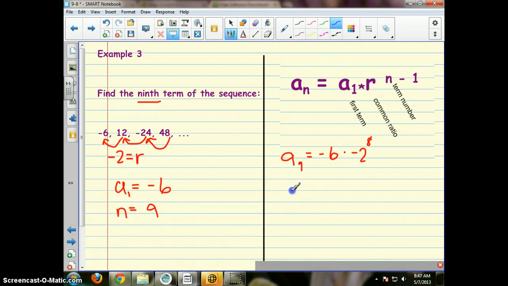All right, if I simplify exponents first, then we know we have -6 times negative 2 raised to the 8th power, which is going to end up being a positive number because it's an even exponent, so 256. And I can now go ahead and simplify that and find out that my ninth term, a sub 9, is -1,536.